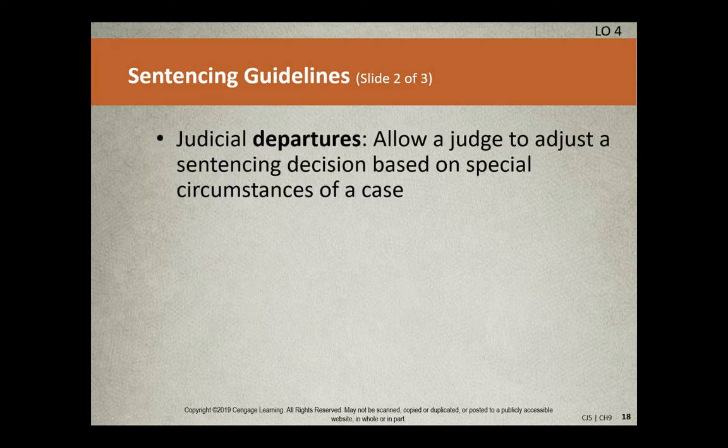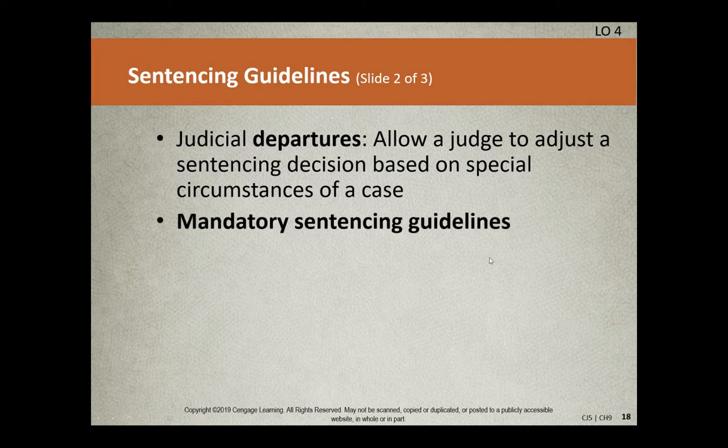So judicial departures refers to a stipulation in sentencing guidelines that allows a judge to adjust his or her sentencing decision based on the special circumstances of a particular case. With mandatory sentencing guidelines, an attempt was made to close even the limited loophole of judicial discretion that was offered by departures. Politicians have passed these sentencing laws even more contrary to the idea of individualized justice.